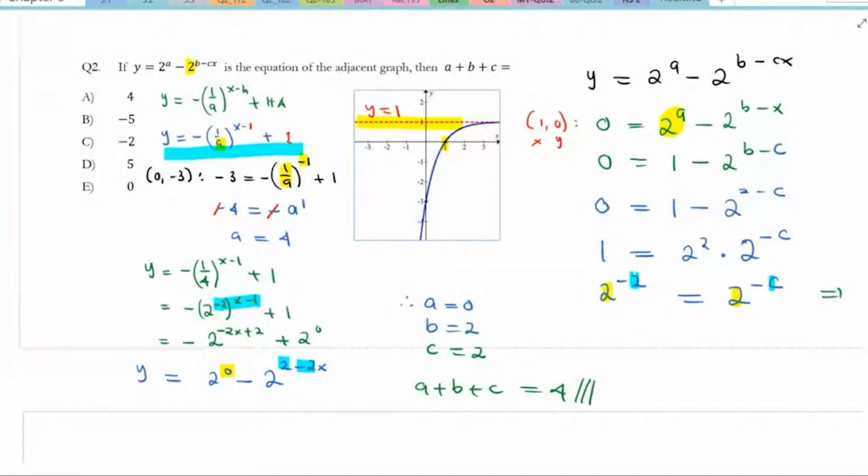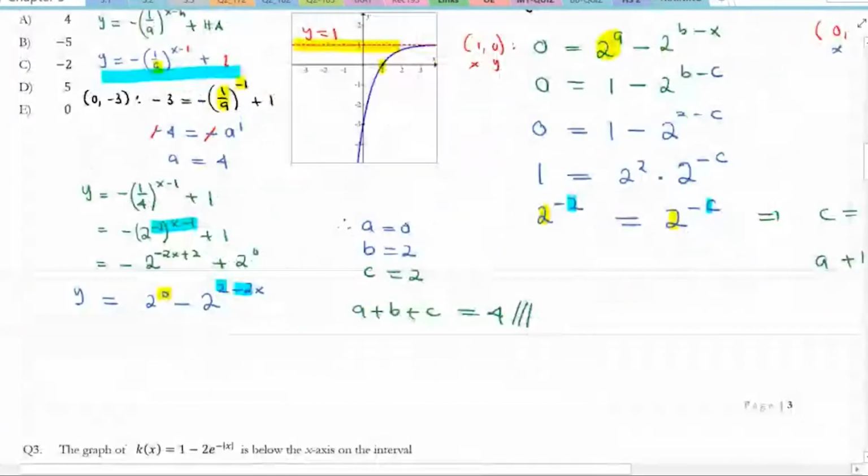Yes, doctor. Isn't c supposed to be negative 2? No, because there is a negative, ya Sheikh.